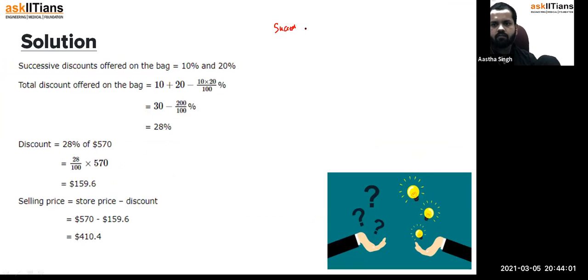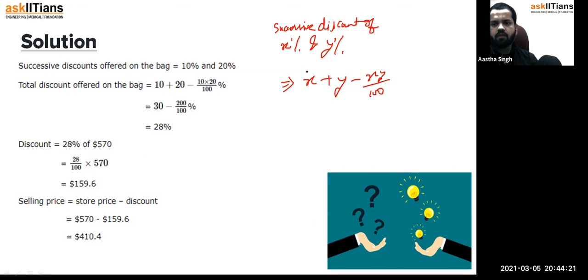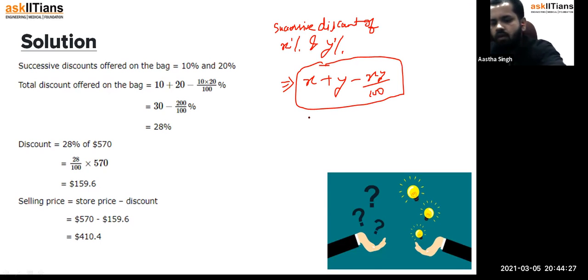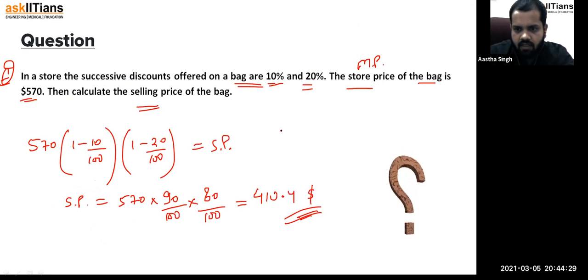successive discount of X% and Y%. If there is a successive discount of X% and Y%, then just do X plus Y minus XY upon 100. This is the single discount equivalent to these two discounts, right? Why have we done this? There is a reason behind it.